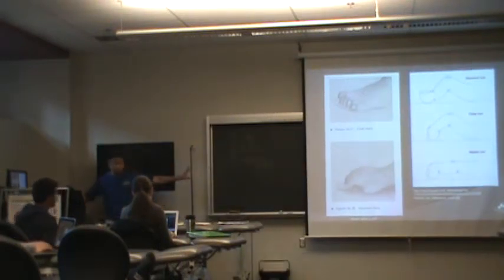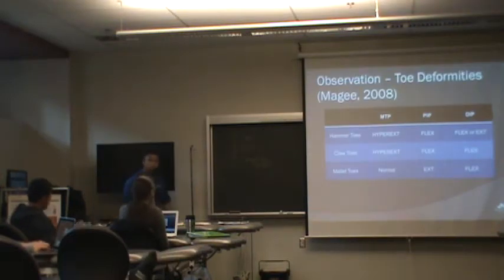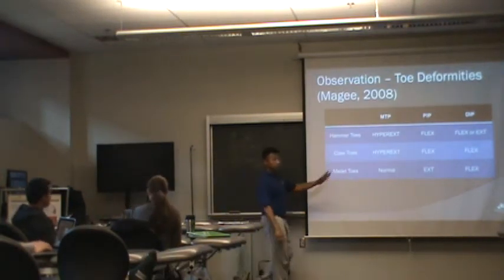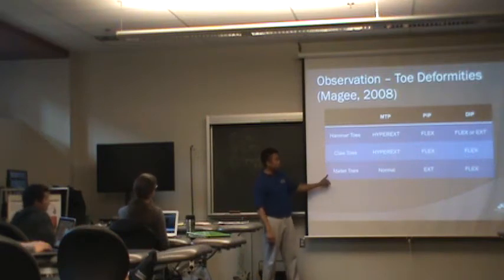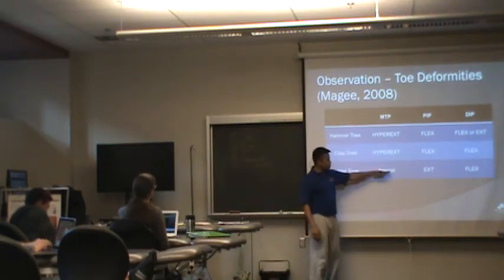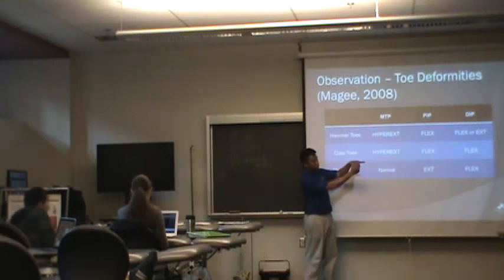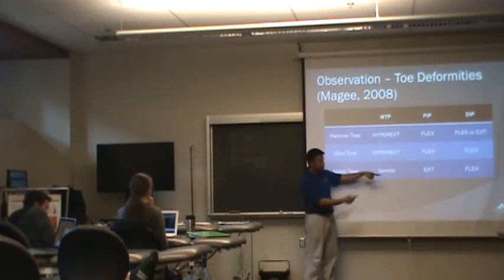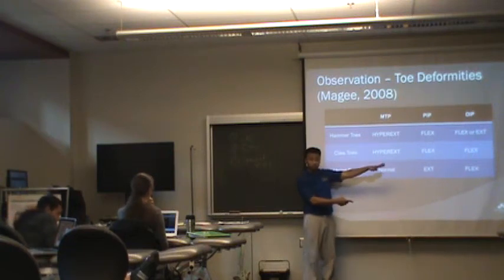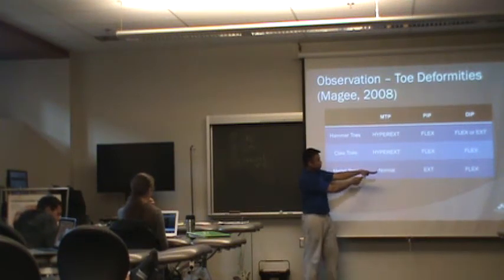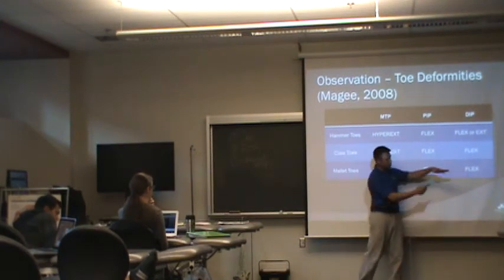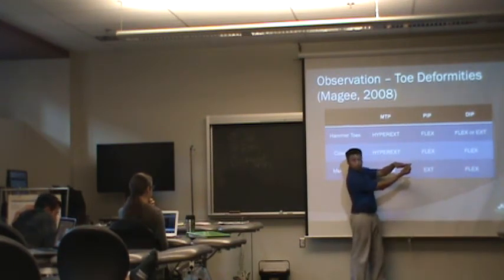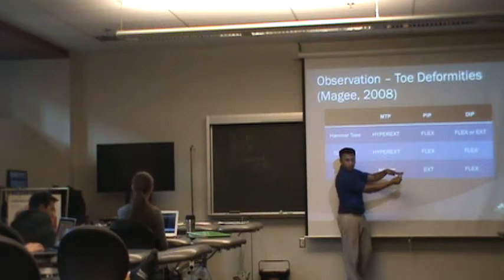So that's the pictorial. When it comes to written tests, this is what they'll ask. Unless they put a picture there and ask you to identify this, they'll ask you what's going on. So mallet toe: the MTP joint will be normal, so this is my foot, by the way. MTP, PIP, DIP. The PIP will be in extension. The DIP will be flexed. So that's what this table is trying to depict.